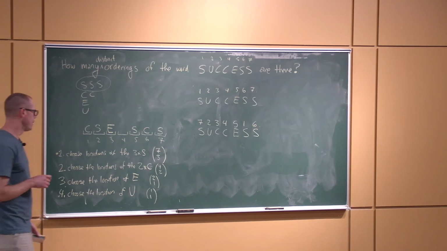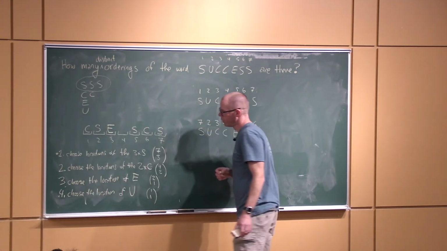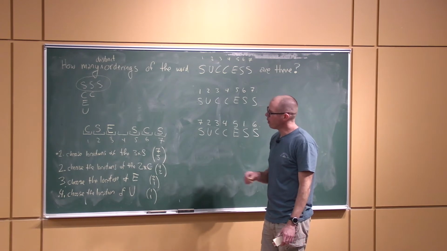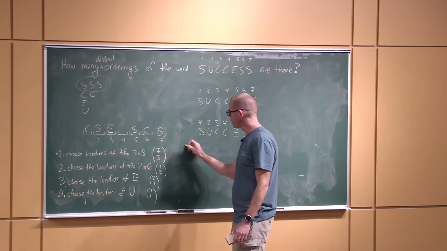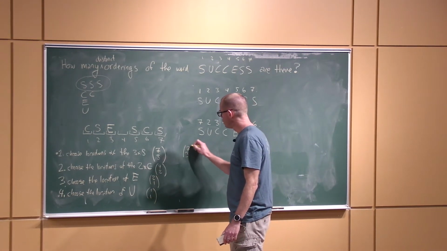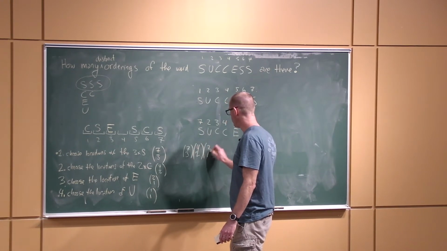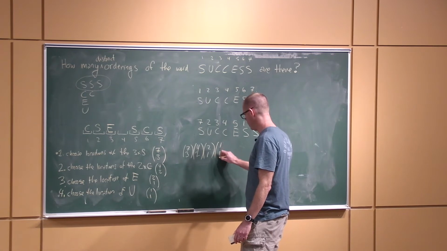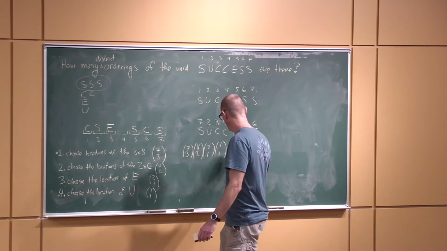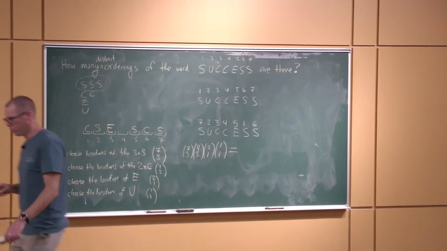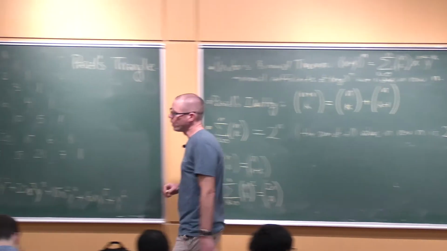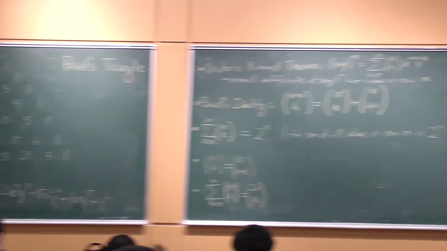Okay. So then the product rule says that the number of these words that I can make this way is 7, choose 3, times 4, choose 2, times 2, choose 1, times 1, choose 1. And that is equal to, I think it's 420, but I don't want to write the wrong thing down, 420.